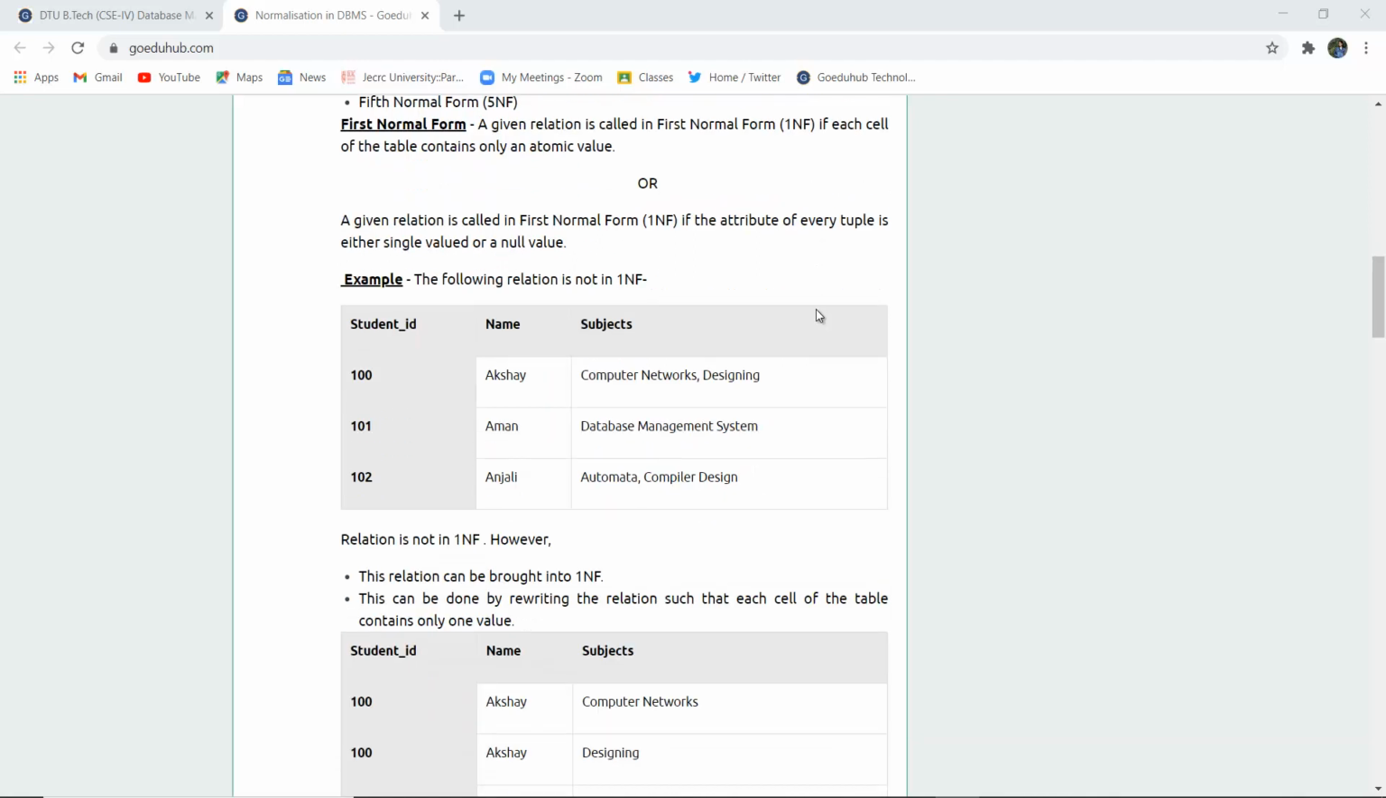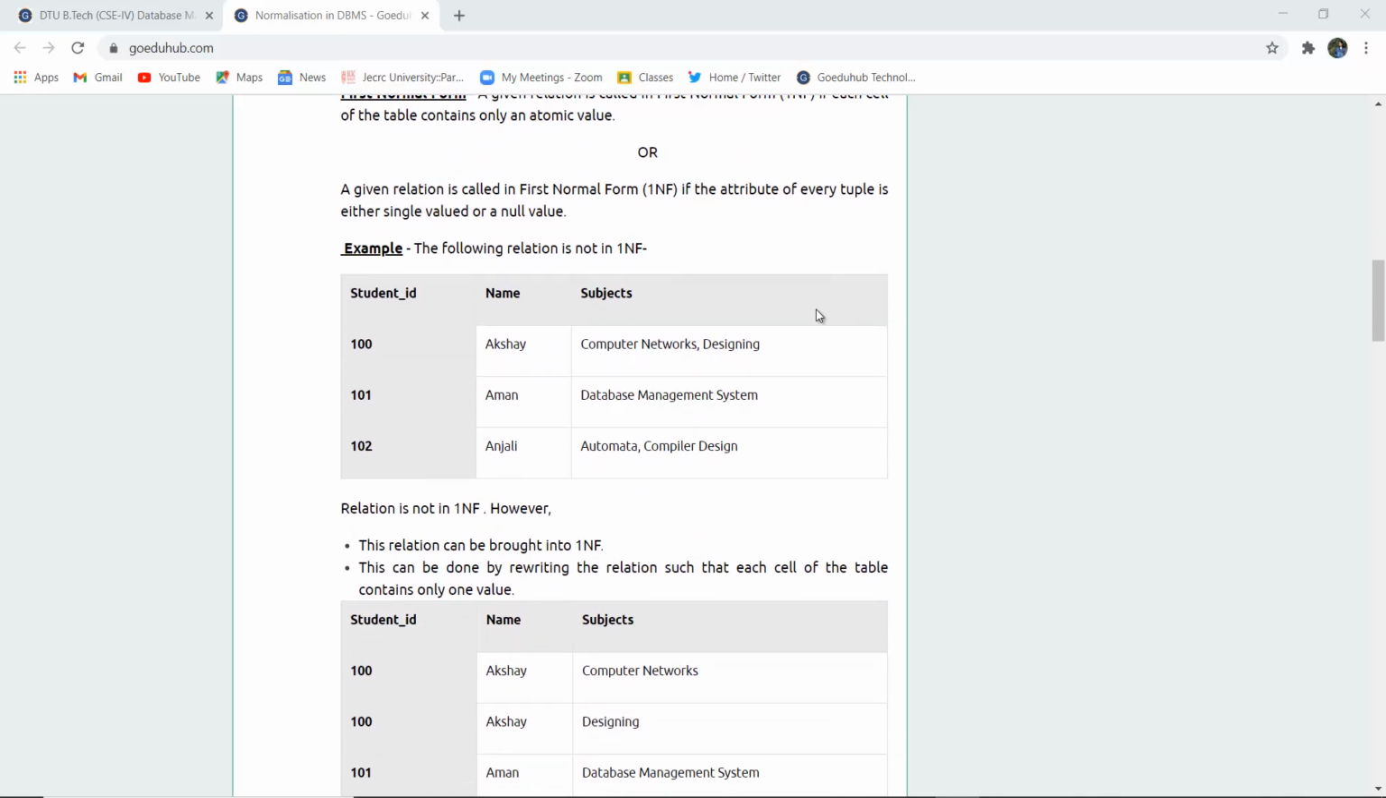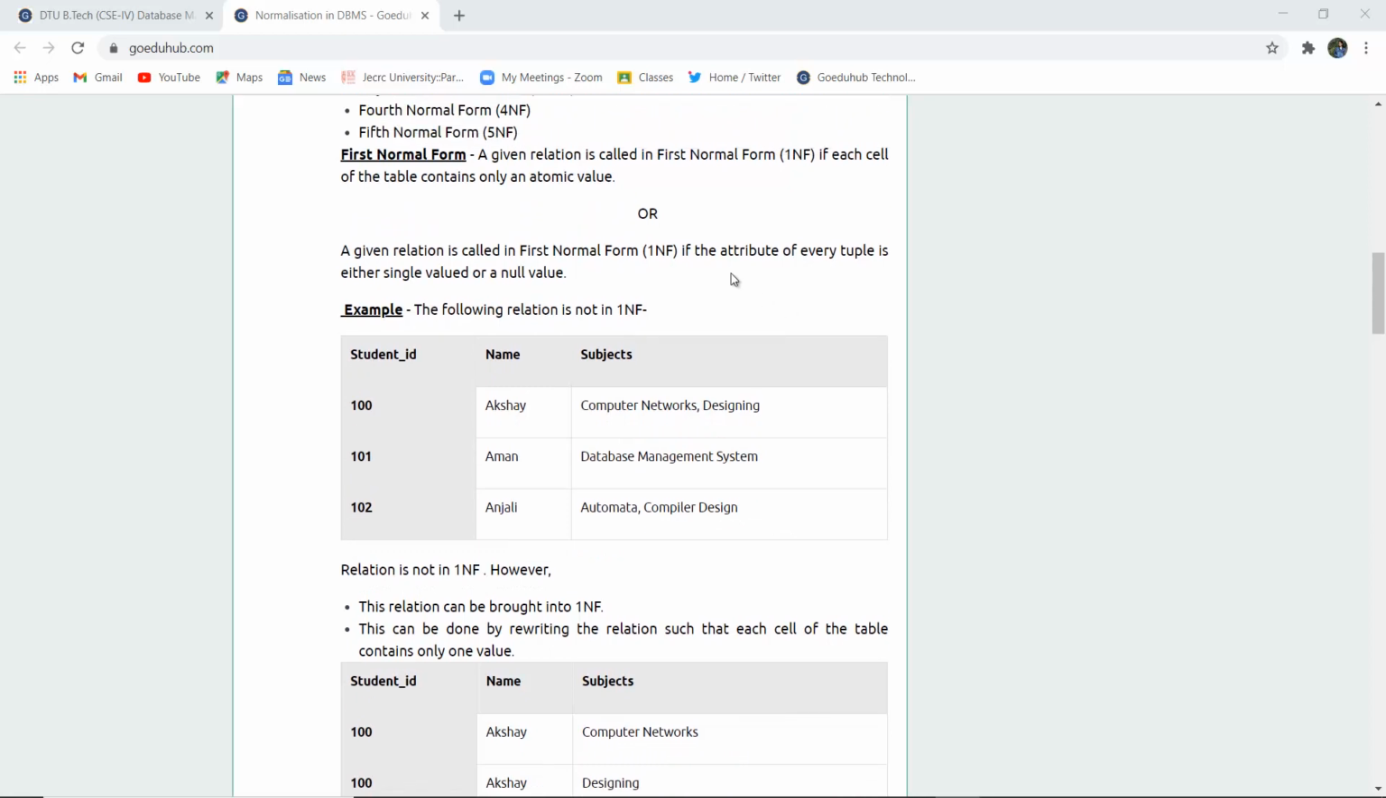To begin with, what is the first normal form, what does it do and how does it reduce redundancy? A given relation is called to be in first normal form if each cell of the table contains only an atomic value. In other words, a relation is in 1NF if the attribute of every tuple is either single valued or a null value. If the attribute of every tuple has a single value or a null value, then it is known as 1NF form.